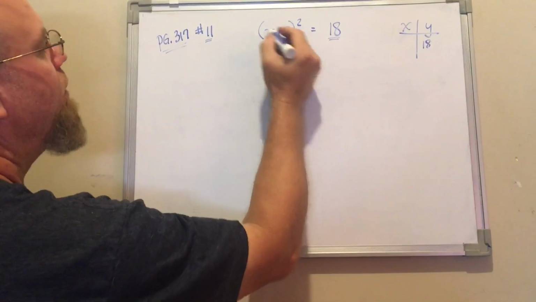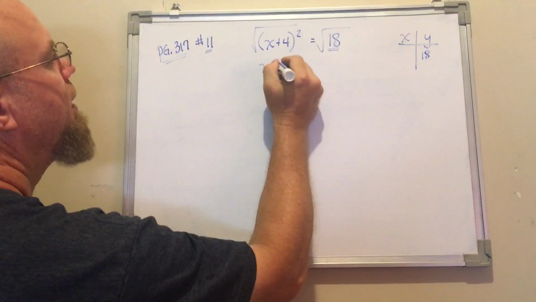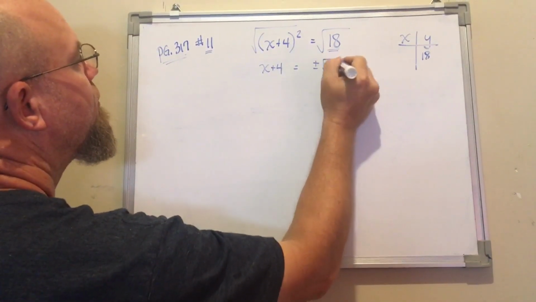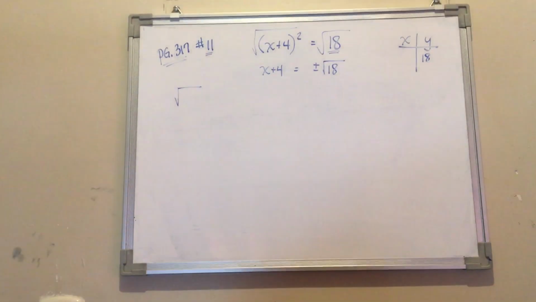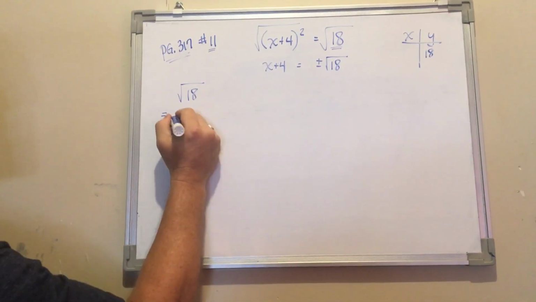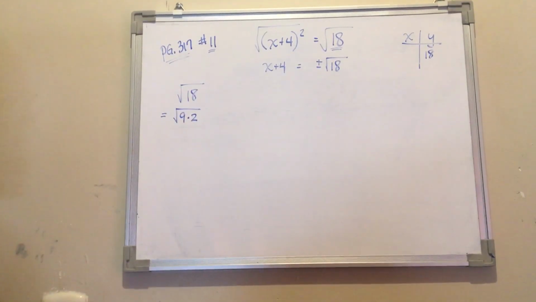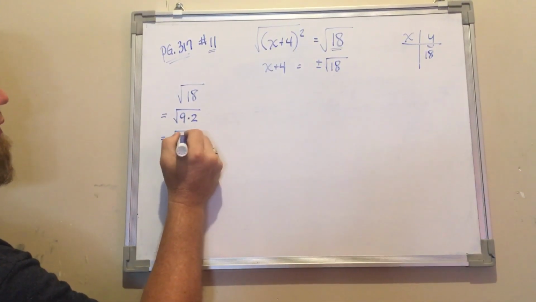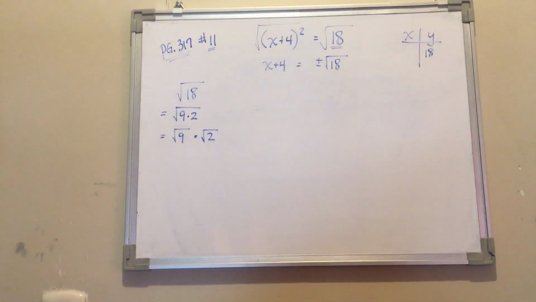So the way we do that is we extract the square, all right? So we get x plus 4 equals plus or minus the square root of 18. Well, how else can we write the square root of 18? Well, the square root of 18 also equals the square root of 9 times 2, because 9 times 2 equals 18. So I can also write that as the square root of 9 times the square root of 2. That's a rule of square roots.